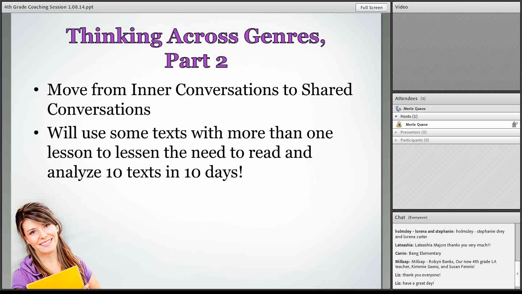Now, we do know that this is 10 days and with the potential of 10 different texts based on that, but we don't want to do that because that's just overwhelming. So we will be using some text with more than one lesson and more than one comparison. So that lessens the need for them to read and analyze 10 separate texts and understand that in the course of 10 days. So take a deep breath. It's going to be manageable. All right?